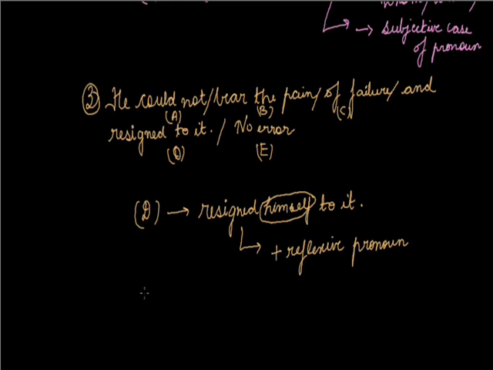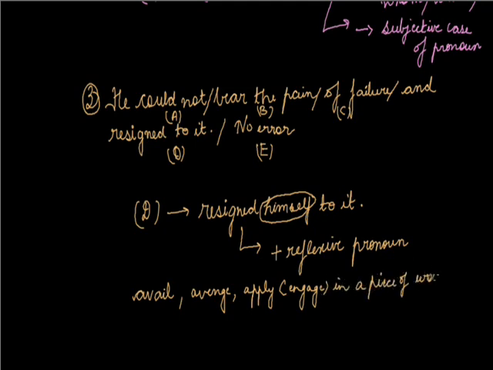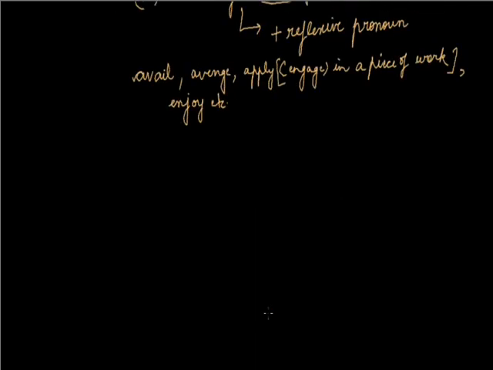Some more words are there like avail, avenge, apply, which means to engage oneself in a piece of work. Many verbs like that. Enjoy, this also needs an object after it. That's why either we'll use an object or simply a reflexive pronoun after them to make a sentence correct. Understood, students? Let's move ahead with the next question.